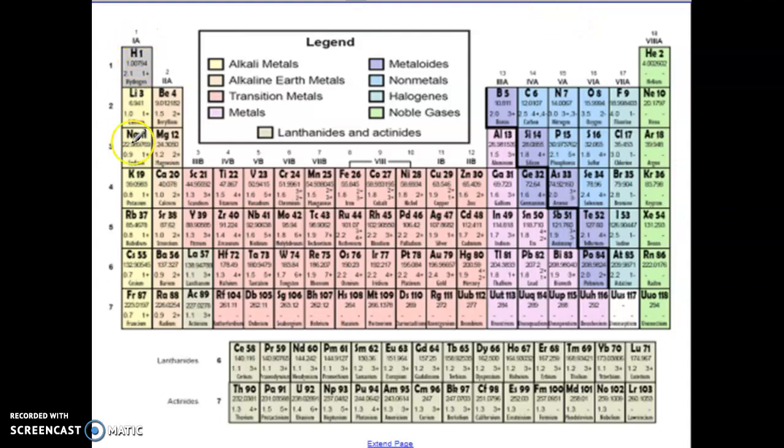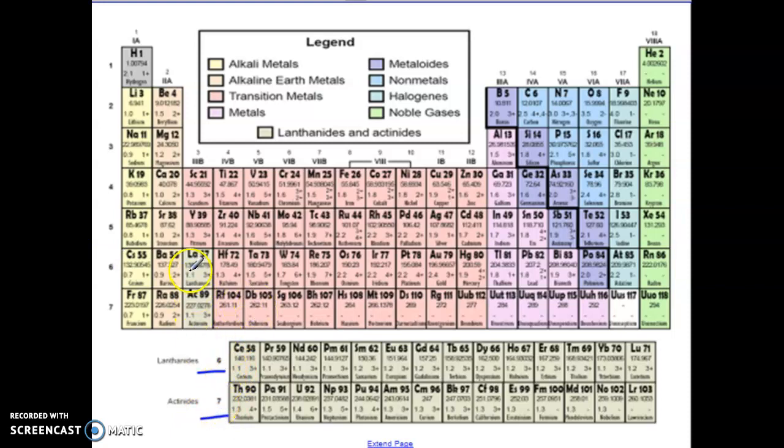Just to recap, a group is a vertical column. In total there are 18 columns, or 18 groups. And a period is a horizontal row. So here we have period number 1, period number 2, period number 3, etc. down to 7.